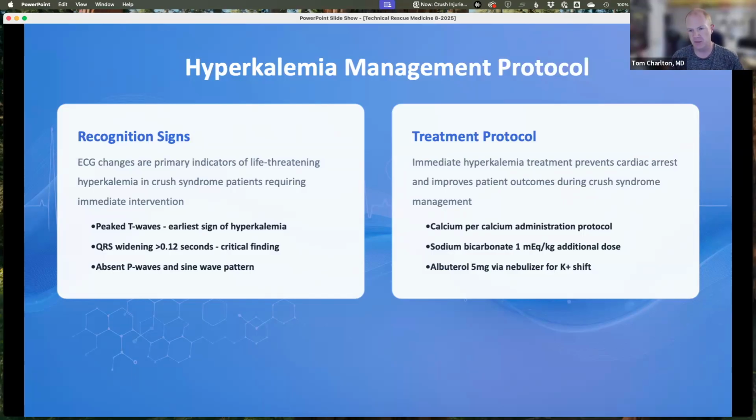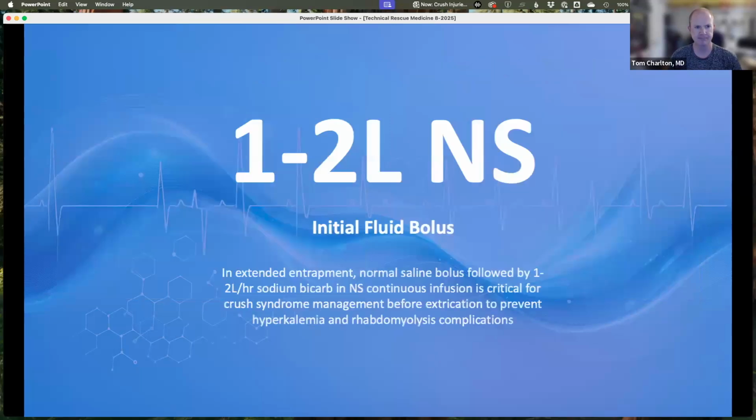And then we can also give albuterol nebulizer. Albuterol does help drive potassium intracellularly, and so it can buy you a little bit of time while the calcium is getting around, while you're getting the IV fluids circulating. So that initial fluid bolus is going to be, again, 1 to 2 liters normal saline. And whether that is alkalinized or not depends on how long this person has been potentially entrapped. But it's, again, really, really, really important that we get this person that IV fluid.